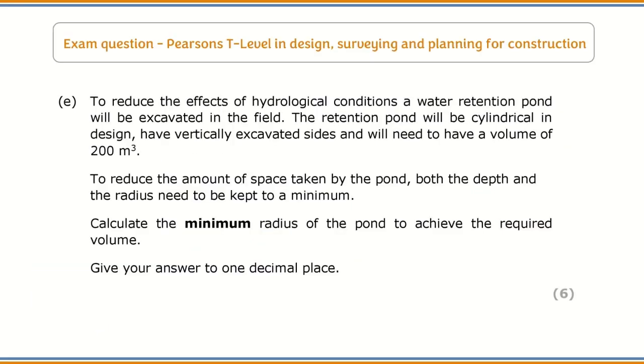I will finish with this problem, which is an exam question. It's very similar to the previous one. To reduce the effects of hydrological conditions, a water retention pond will be excavated in the field. The retention pond will be cylindrical in design, have vertically excavated sides, and will need to have a volume of 200 meters cubed. To reduce the amount of space taken by the pond, both depth and radius need to be kept to a minimum. Calculate the minimum radius of the pond to achieve the required volume. Give your answer to 1 decimal place.